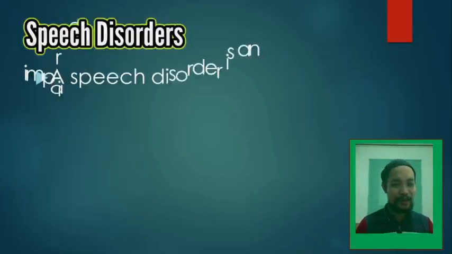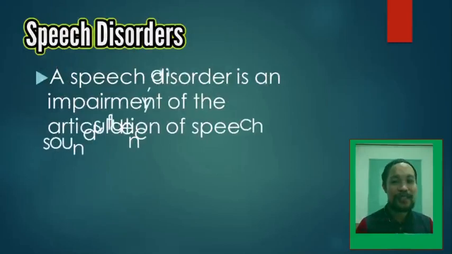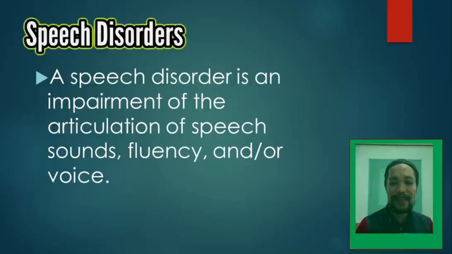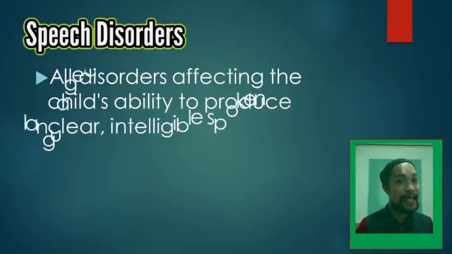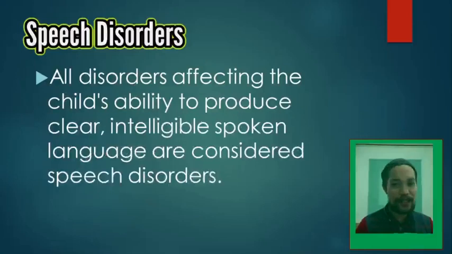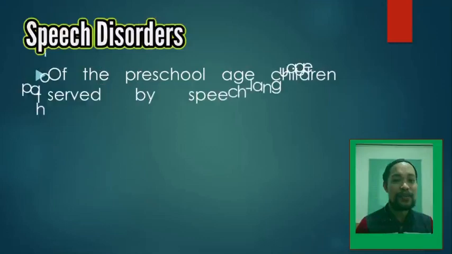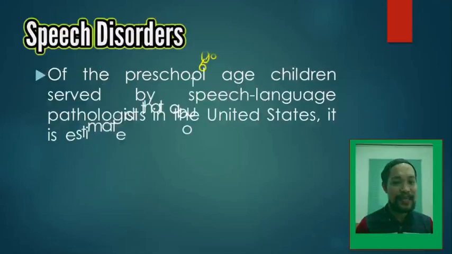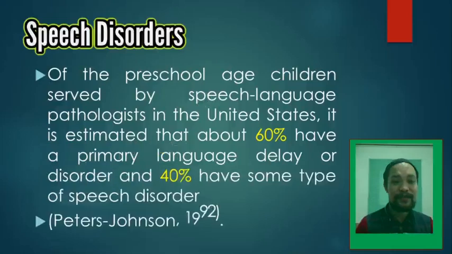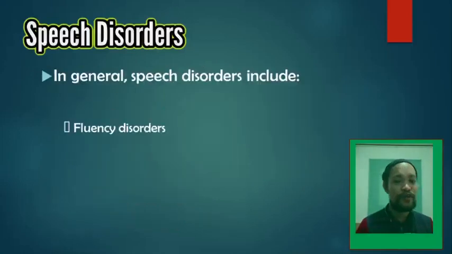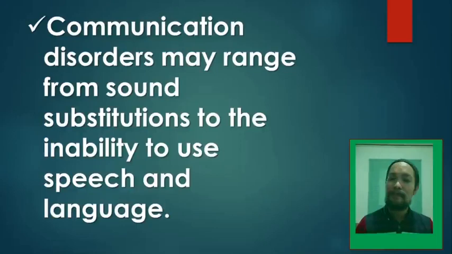Speech disorders. A speech disorder is an impairment of the articulation of speech sounds, fluency, and/or voice. All disorders affecting the child's ability to produce clear, intelligible spoken language are considered speech disorders. Of the preschool-aged children served by speech-language pathologists in the United States, it is estimated that about 60% have a primary language delay or disorder and 40% have some type of speech disorder, according to Peters Johnson in 1992. In general, speech disorders include fluency disorders, voice disorders, and disorders of articulation and phonology. Communication disorders may range from sound substitutions to the inability to use speech and language.